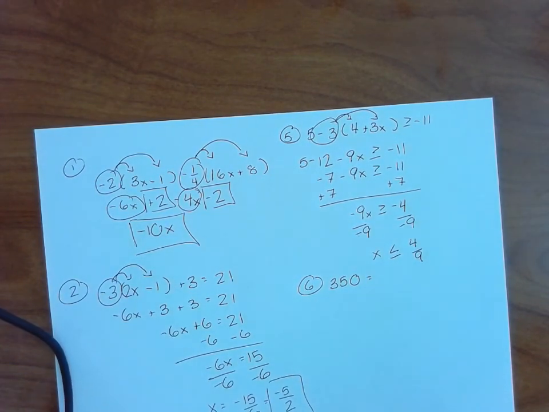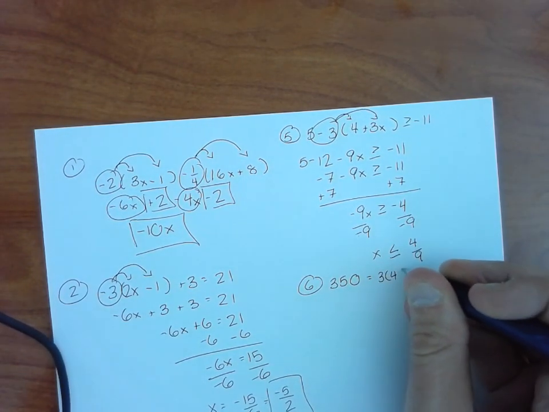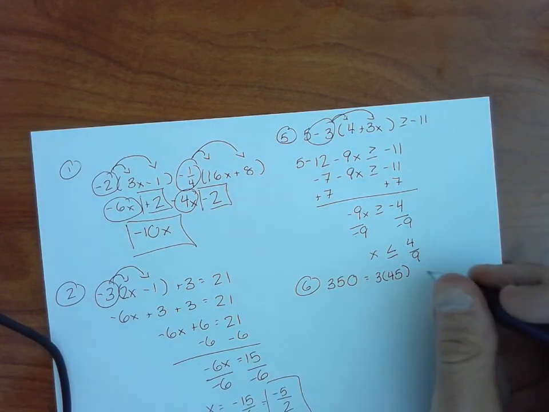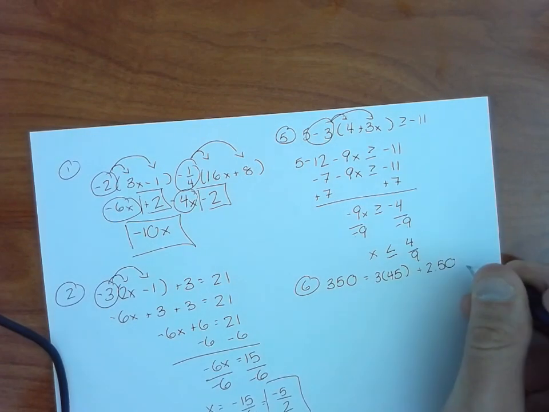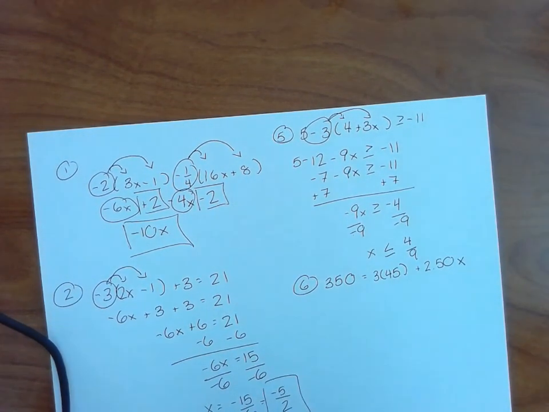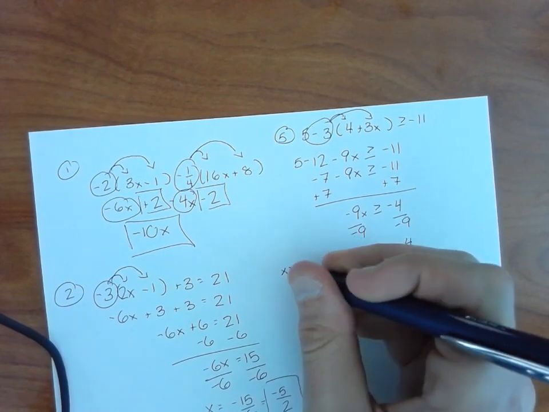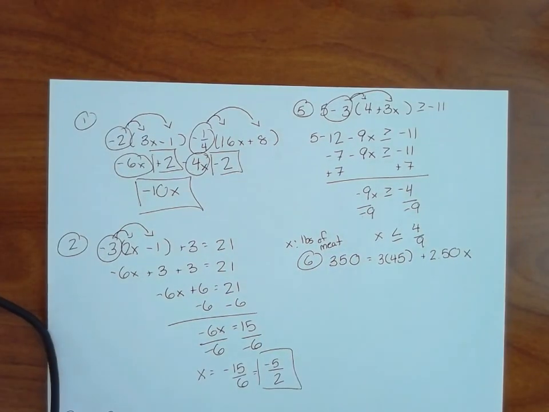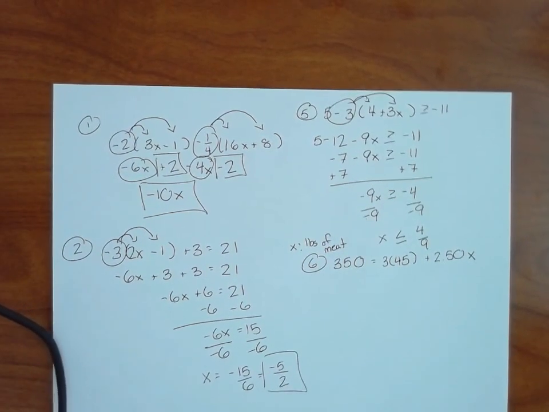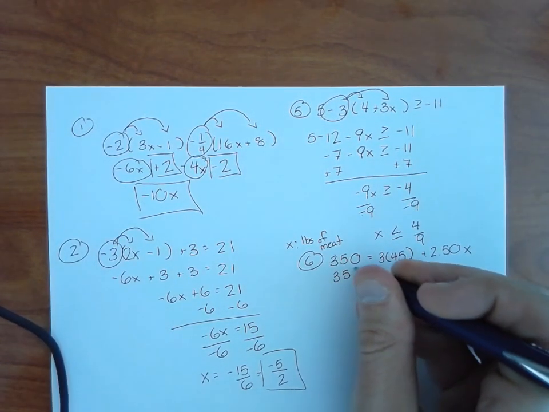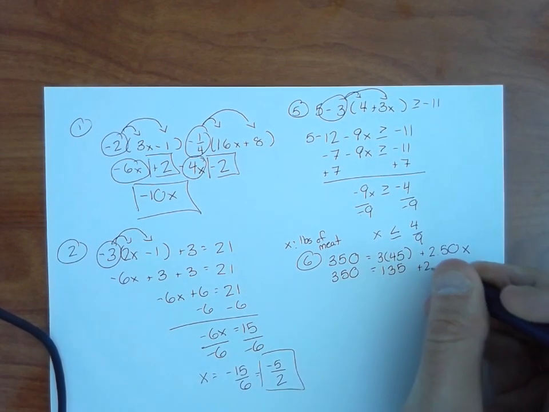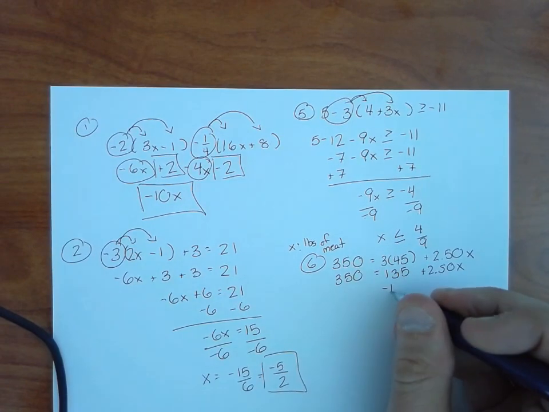Well, I mean, we can do that. If it's $3 per pack and we've bought 45 of them, that's easy to figure out. But now we have to figure out how much meat we have. So if meat costs $2.50, that's going to go with my variable. Now again, I didn't set my variable up, so let me do that real quick. X pounds of meat. Always identify what your variable is. From here, guys, that's going to be 350 equals, well, that's 135, right? Plus 2.50x. Subtract 135 on both sides.